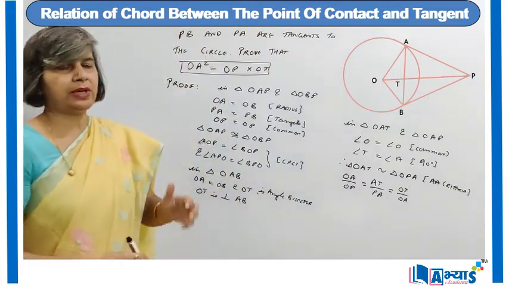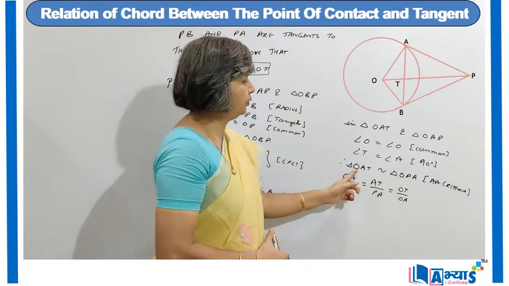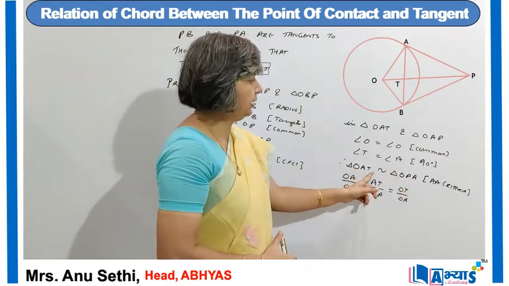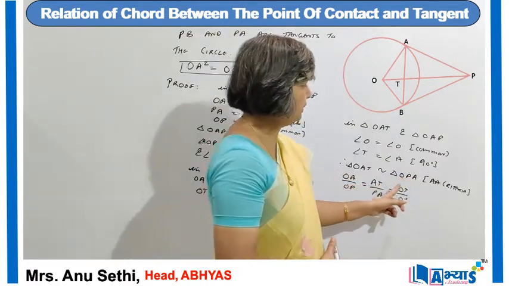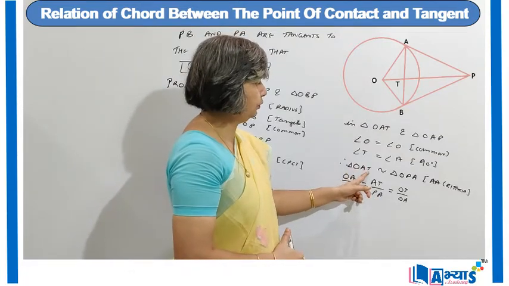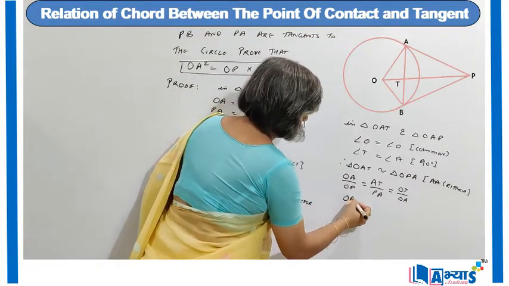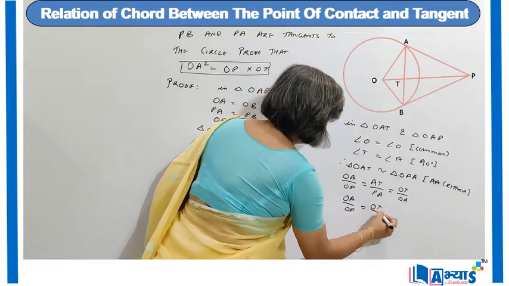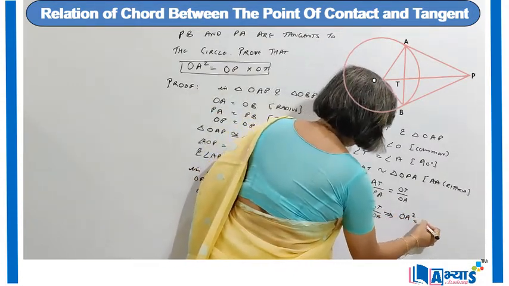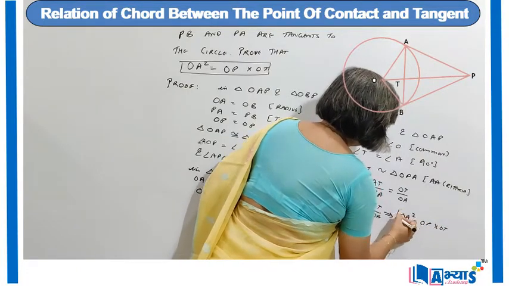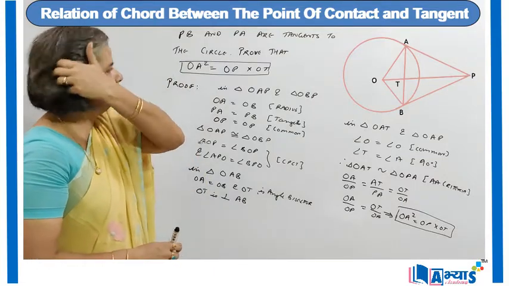Because we know that if the two triangles are similar, then the ratios of the corresponding sides are equal. Using the first and the third relation, we can say that OA upon OP is equal to OT upon OA. This implies, on cross multiplying, OA square will be equal to OP into OT. So this is what we were supposed to prove, that OA square is equal to OP into OT.